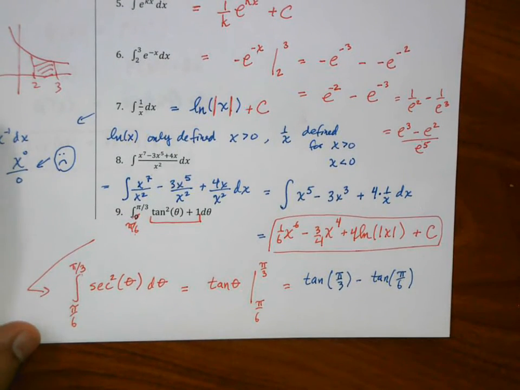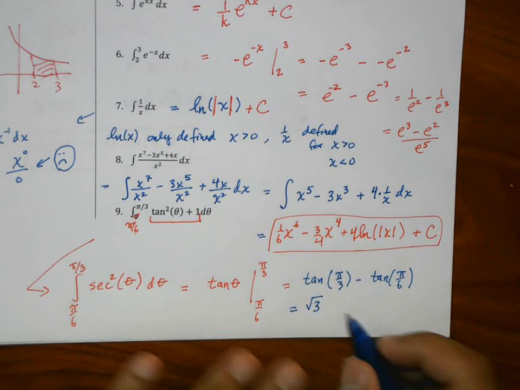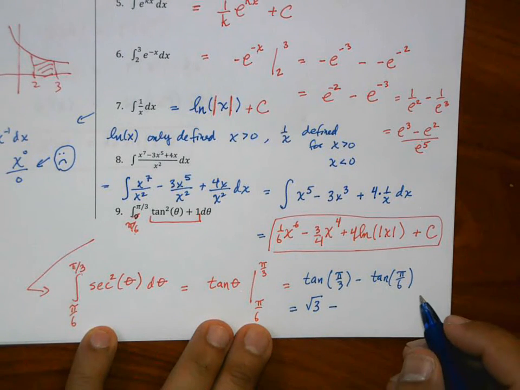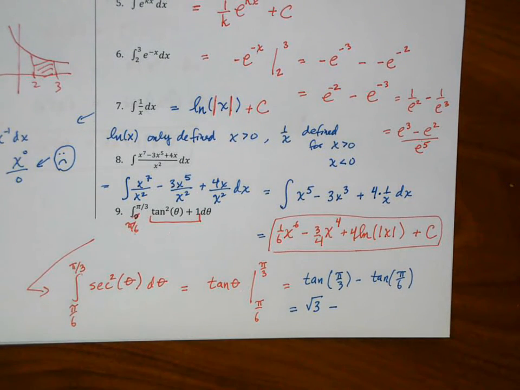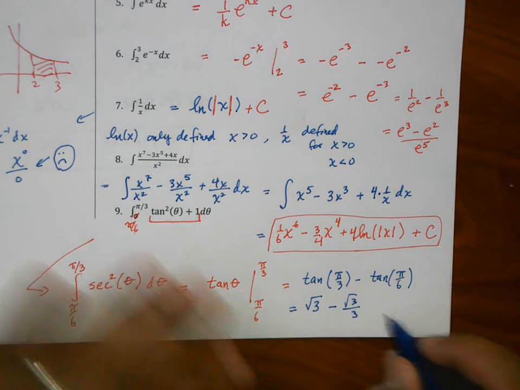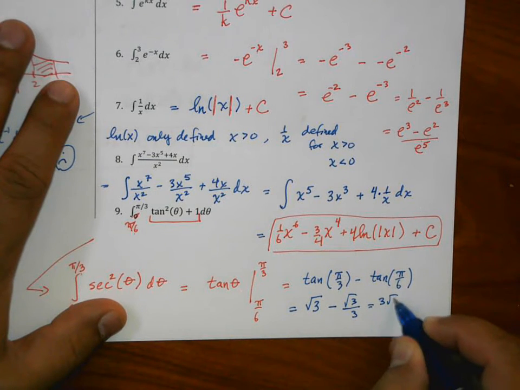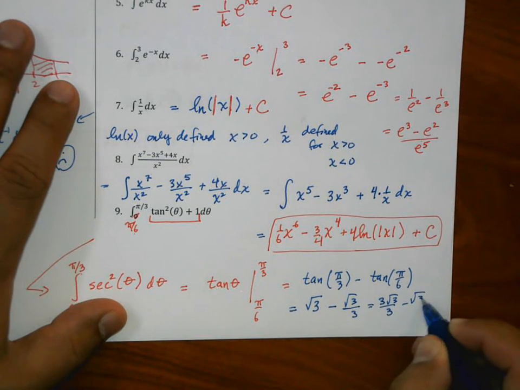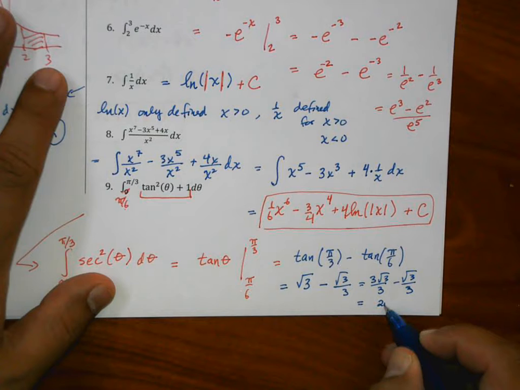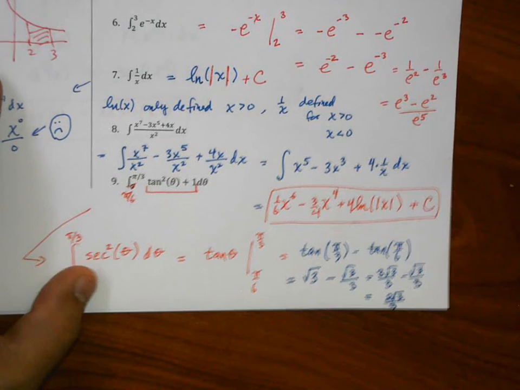Okay. Well, tangent of pi over 3 is the square root of 3, and the tangent of pi over 6 is 1/2 divided by root 3 over 2, which is root 3 over 3. So this is 3 root 3 over 3 minus root 3 over 3, which is 2 root 3 over 3. Ooh, just squeezed that in there. All right.